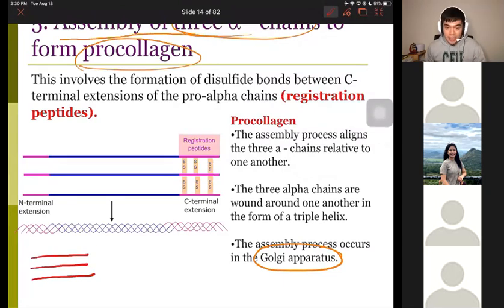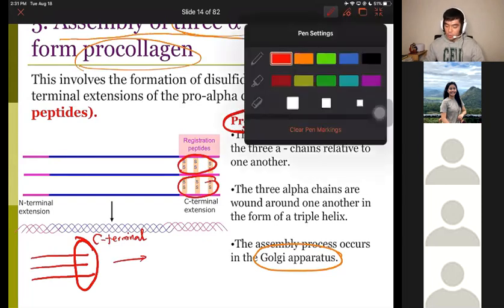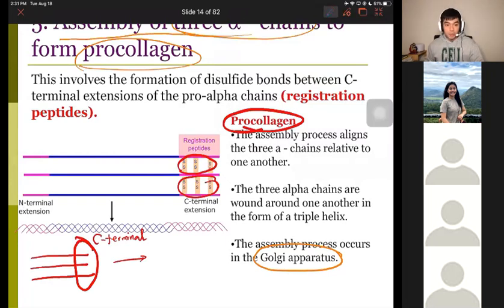Okay, nagsasama-sama sila. And then, distinct dito ang presence ng disulfide residues sa C-terminal portion. And because of the presence of disulfide residues in the C-terminal portion, nagiging effect is nafo-form ang pro-collagen. Okay, nafo-form ang pro-collagen. So anong appearance ng pro-collagen? Ganito ang itsura ng pro-collagen.